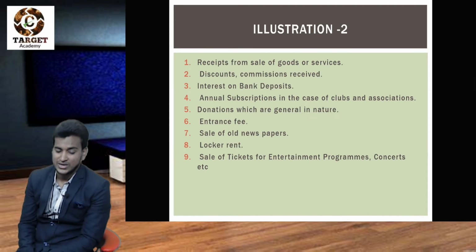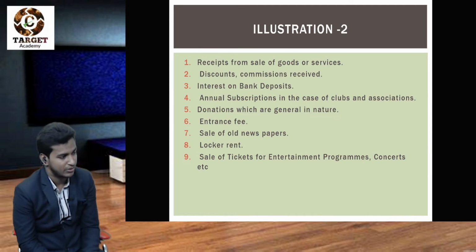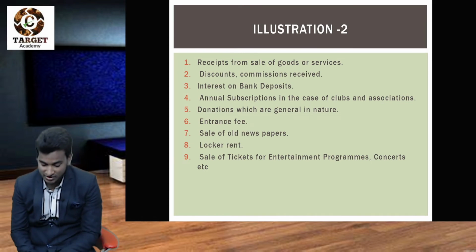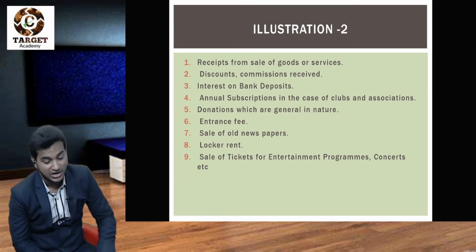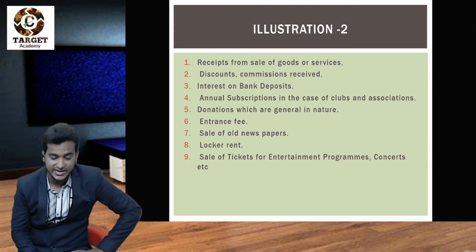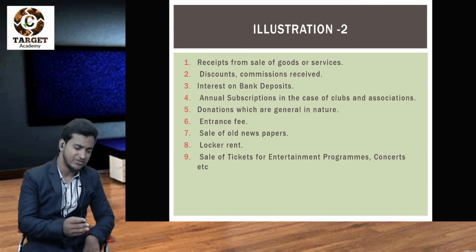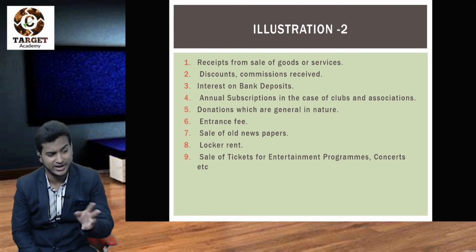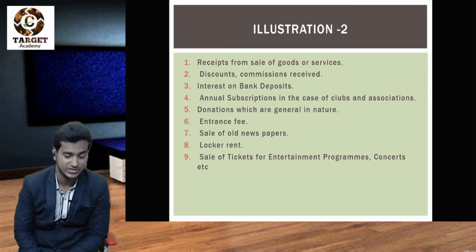Next one, donations of general nature. Just now we spoke about it. Donations of specific nature are capital receipt. For general nature, that is revenue receipt. Next one, entrance fee. Entrance fee means every time he is entering, he has to pay some amount to us. That means we are receiving every time he enters. That is also revenue nature.